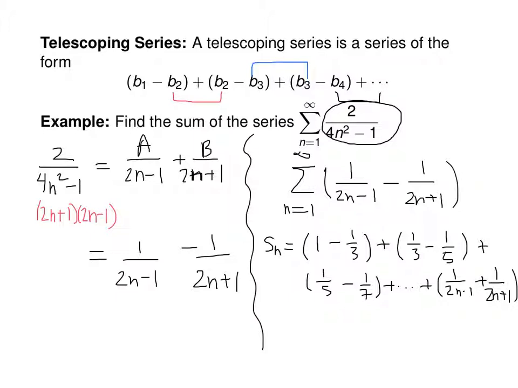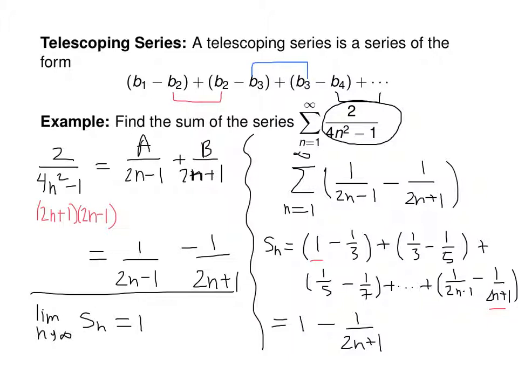And as you can see, everything will cancel except for the 1 and the 1 over 2n plus 1. And that should have been a minus right there. So the nth partial sum is given by 1 minus 1 over 2n plus 1. And the limit as n goes to infinity of that S sub n will equal 1. So thus this series sums to 1.